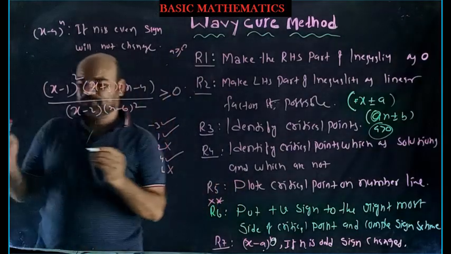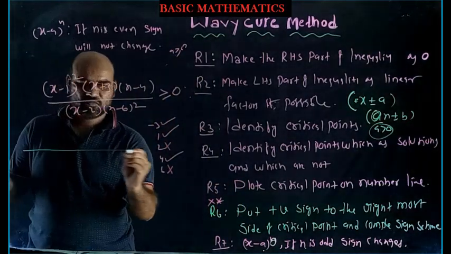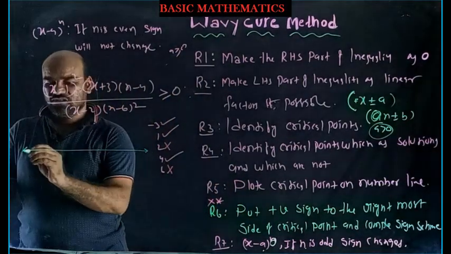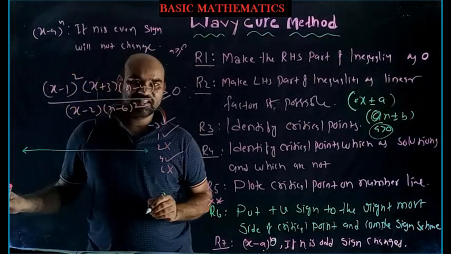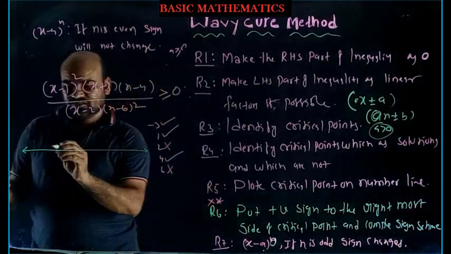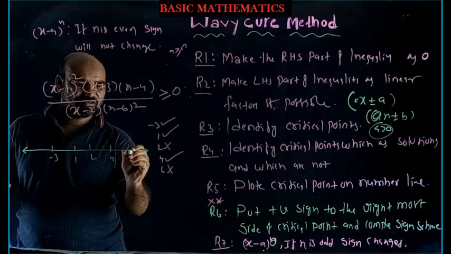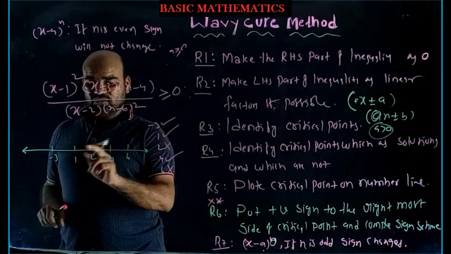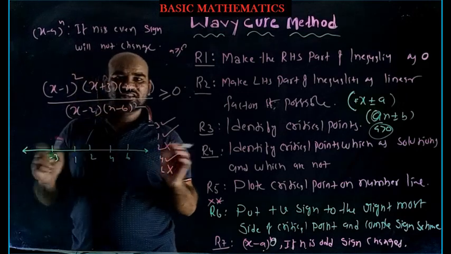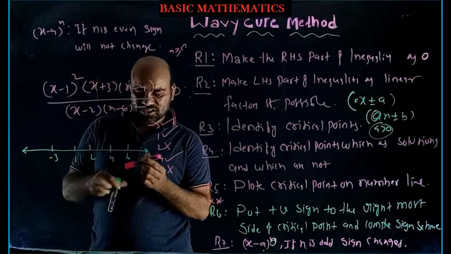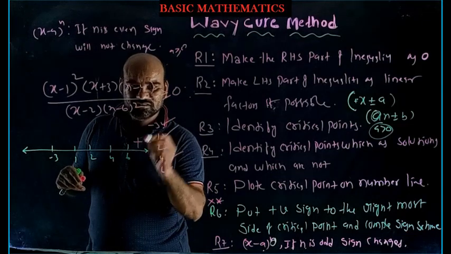Take a number line. Plot the critical points on the number line in their order. Minus 3 first, after that 1, 2, 4, 6. 1, 2, 3, 4, 5, 6. The number line is divided into 6 pieces. Just write a plus symbol here. Don't bother about this.